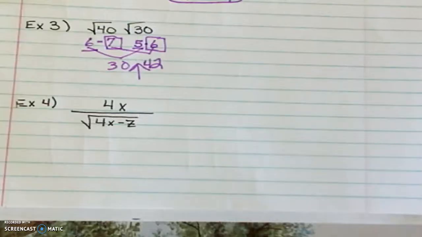And another thing that they might ask you to do when you are talking about radicals is they may give you something like example number 4. You have 4x over the square root of 4x minus z. And they're going to ask you what is another form of that.